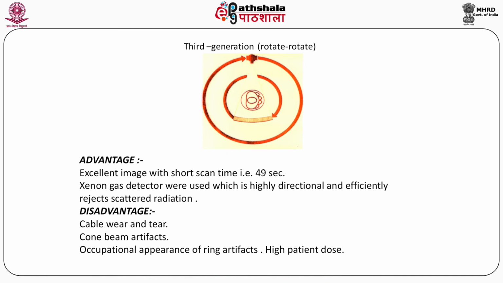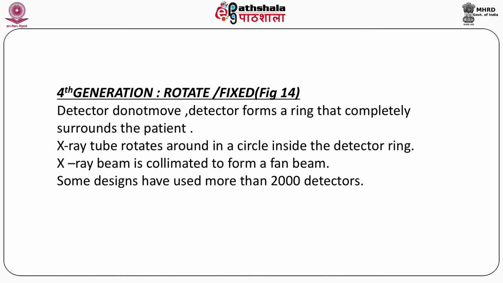The advantage of third generation is the excellent image resolution and image contrast with short scan time. Xenon gas filled detectors were also used, which are highly directional with efficient rejection, but the disadvantage is that a cable wear and tear problem was there. Cone beam artifact was a problem. Then occasional appearance of ring artifact was there with the third generation CT scanner, and to reduce these problems fourth generation CT scanners were introduced.